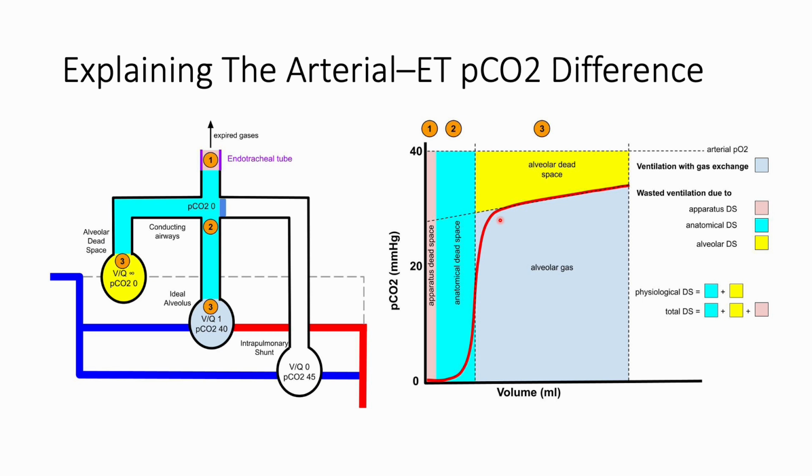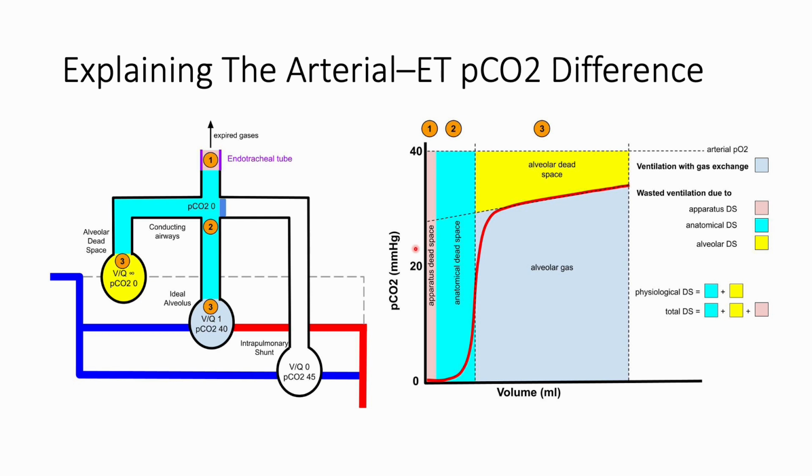The second reason relates to heterogeneity of time constants of the alveoli. We're going to talk more about that in the third video, but for the moment, we just say that fast alveoli will empty before slow alveoli. And heterogeneity of time constants also is what causes the upsloping in phase 3.